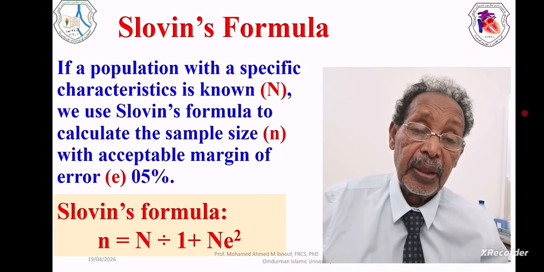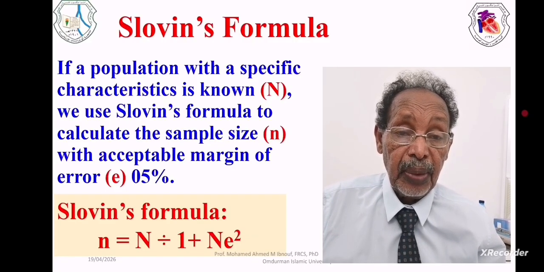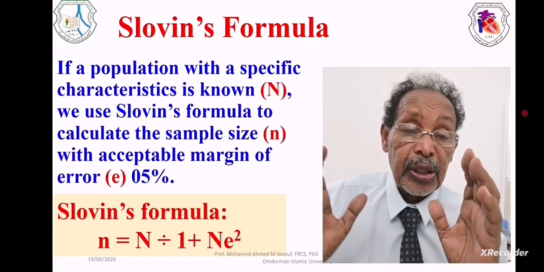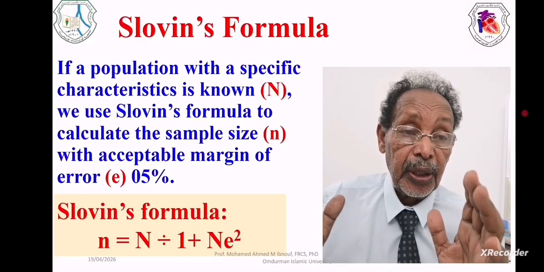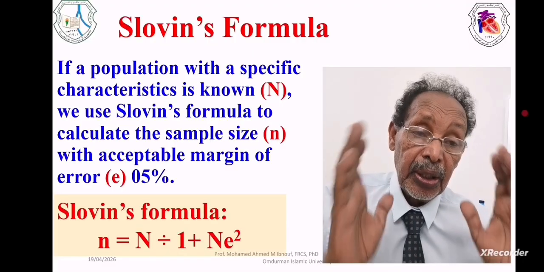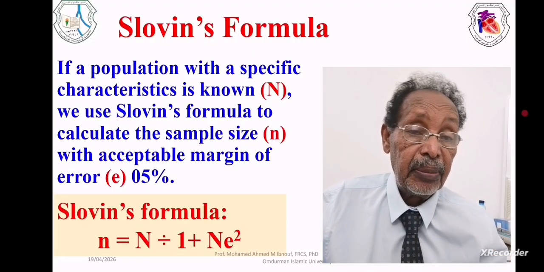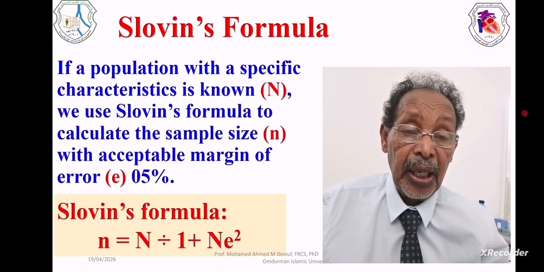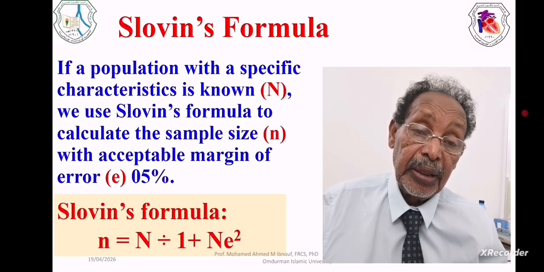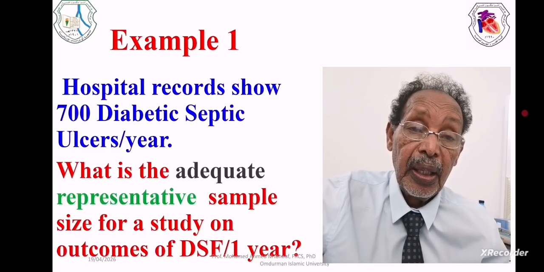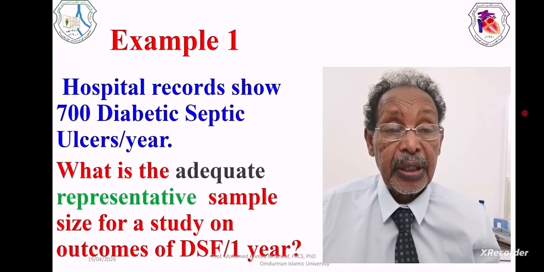This is a formula, the Slovin formula. The sample size, denoted by a small n, is equal to the specific population in 1 year or in 6 months, denoted by capital N, divided by 1 plus the same population number multiplied by the margin of error squared. That is, n equals capital N divided by 1 plus capital N multiplied by E squared. Let us speak by examples, it will be more clear.